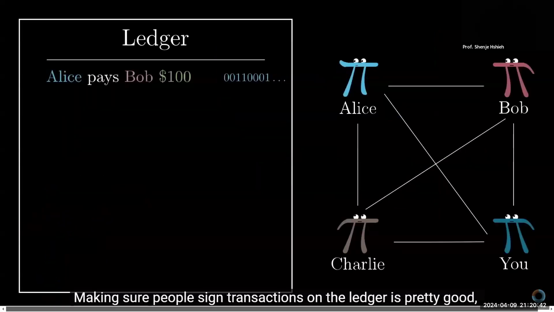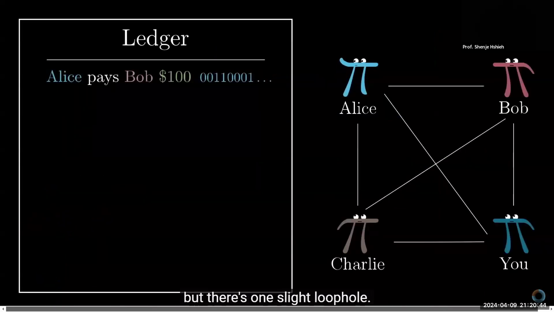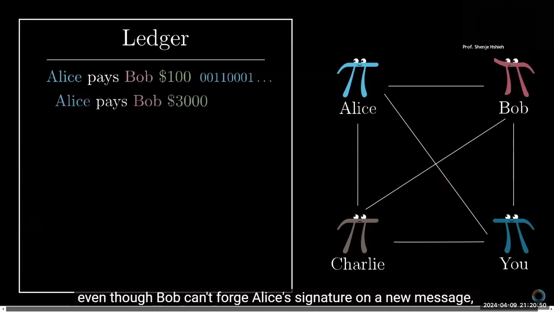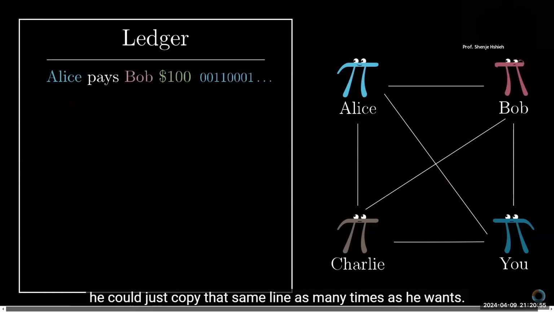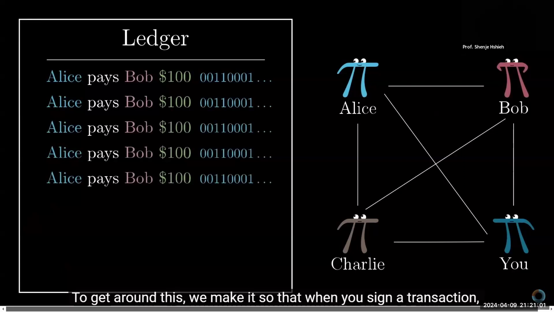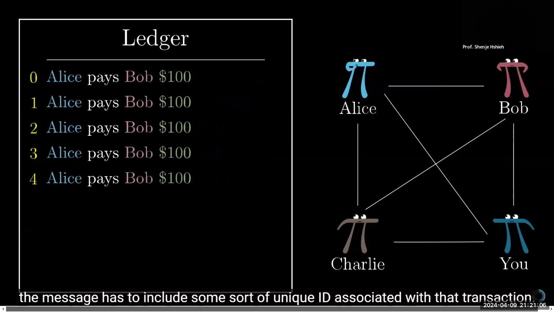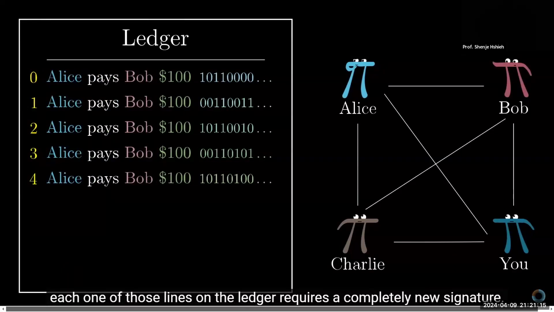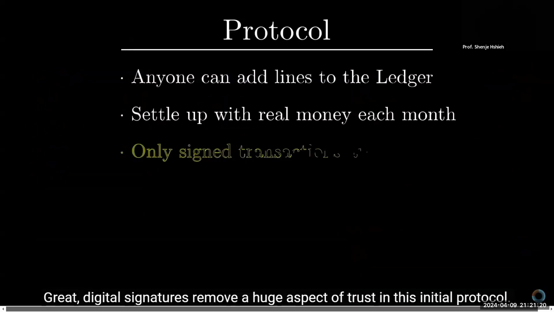Now, making sure that people sign transactions on the ledger is pretty good, but there's one slight loophole. If Alice signs a transaction like "Alice pays Bob $100," even though Bob can't forge Alice's signature on a new message, he could just copy that same line as many times as he wants. I mean, that message signature combination remains valid. To get around this, what we do is make it so that when you sign a transaction, the message has to also include some sort of unique ID associated with that transaction. That way, if Alice pays Bob $100 multiple times, each one of those lines on the ledger requires a completely new signature.